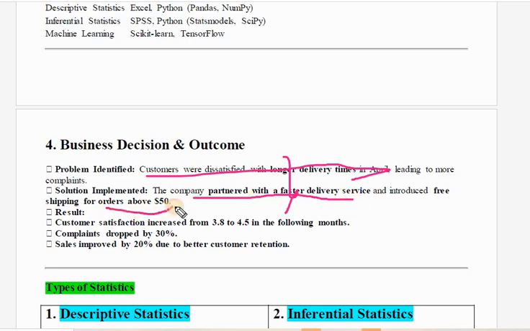They have taken a few of these new implementations to get more revenue, such that customer satisfaction increased and sales also improved. This is the real-time case study of how a company would deal with data. This is about these things, and next we'll move on to the types of statistics.